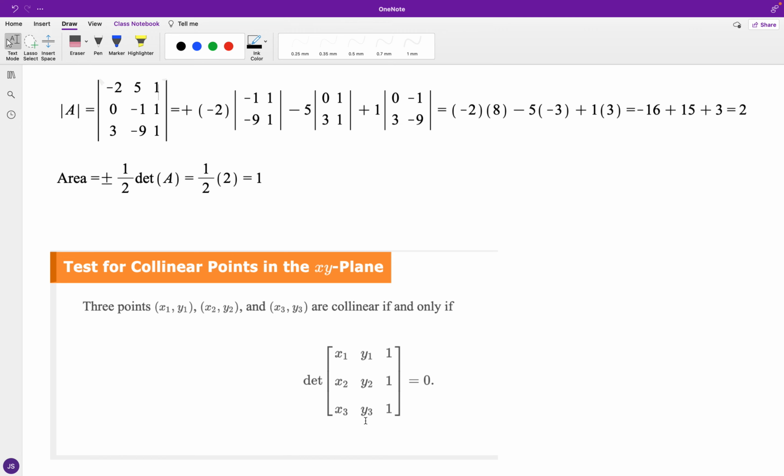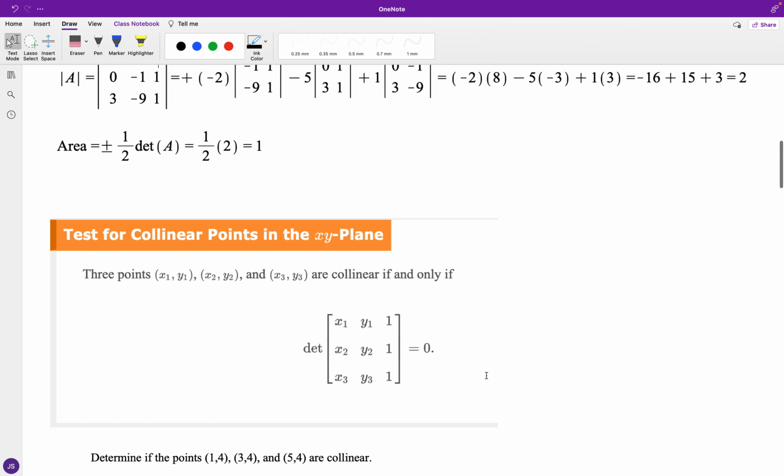Okay, now for the next topic, we have the test for collinear points in the xy plane. Three points (x1, y1), (x2, y2), and (x3, y3) are collinear if and only if the determinant of the matrix formed from the three points is equal to 0. So in the lineup, you have the first column with x1, x2, x3, the next column y1, y2, y3, and the last column again solely with the value of 1.